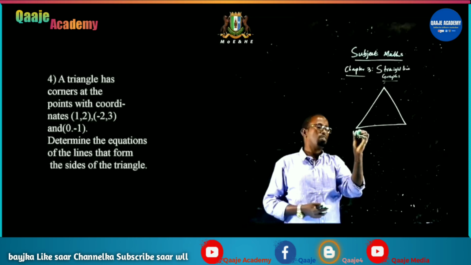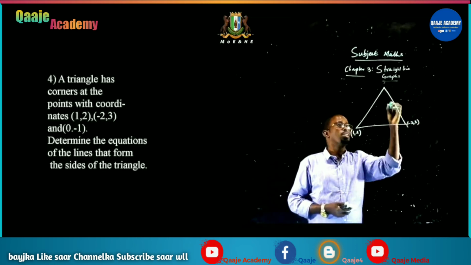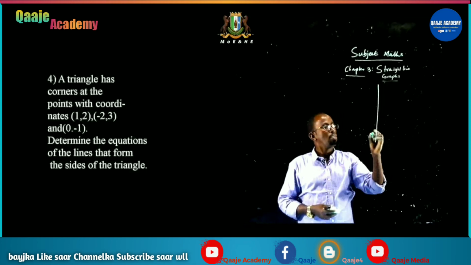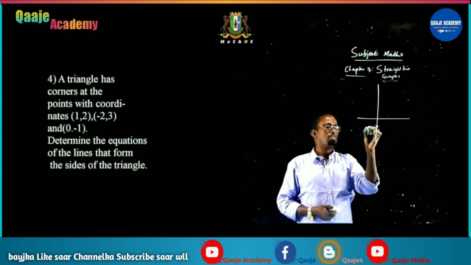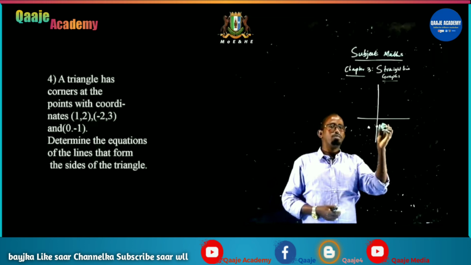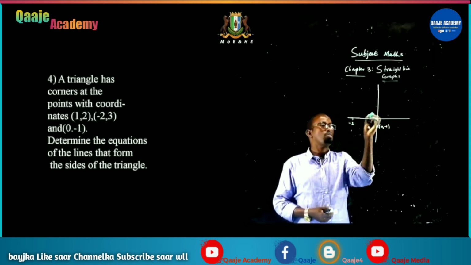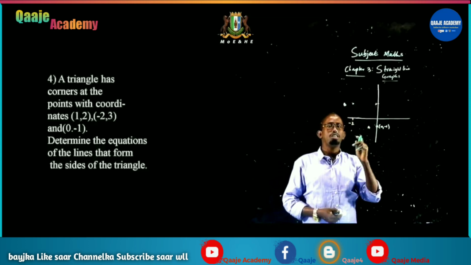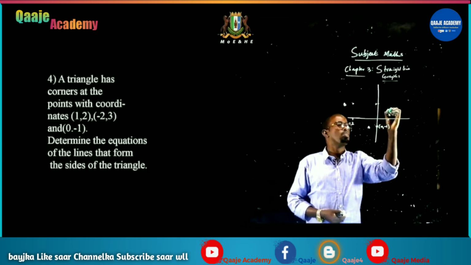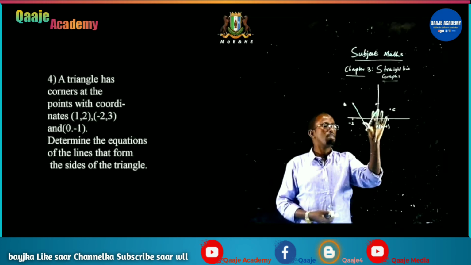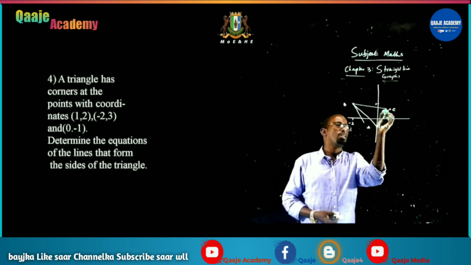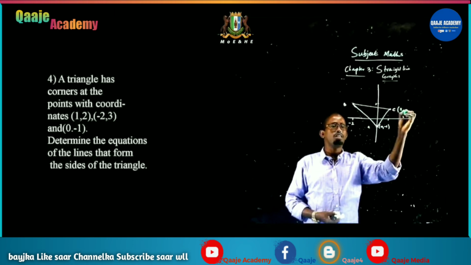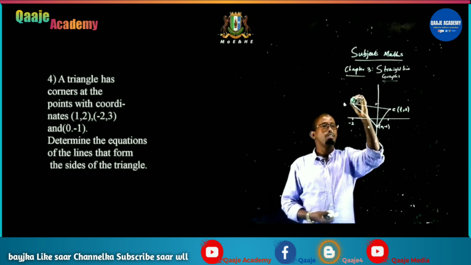So we have (1, 2), and then (-2, 3). I better draw the triangle. So the first one is (0, -1), A. B, we have (-2, 3). C, (1, 2). This one is minus 2, 3.